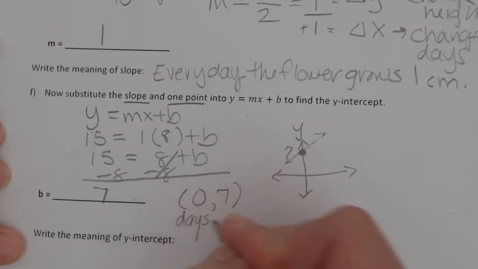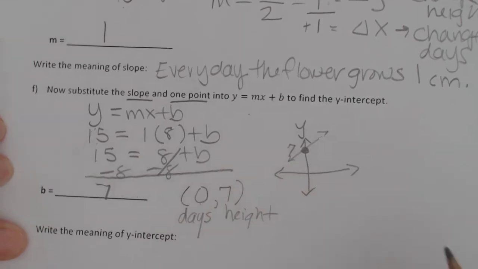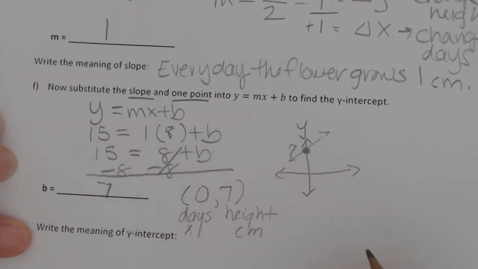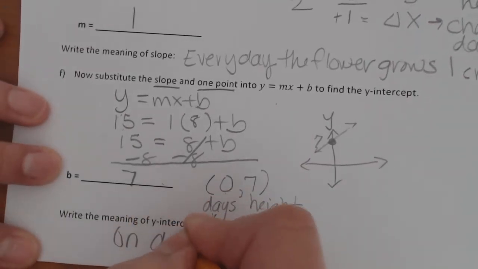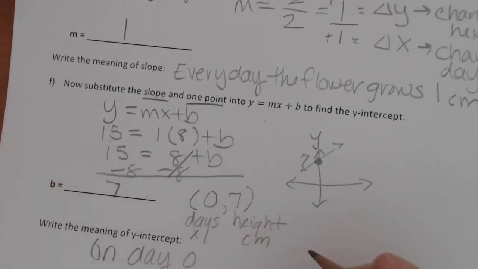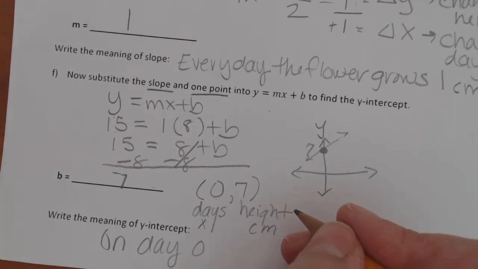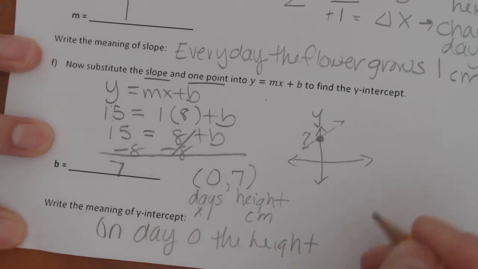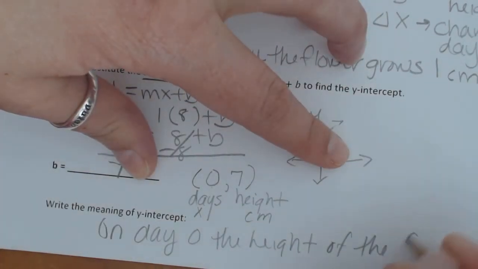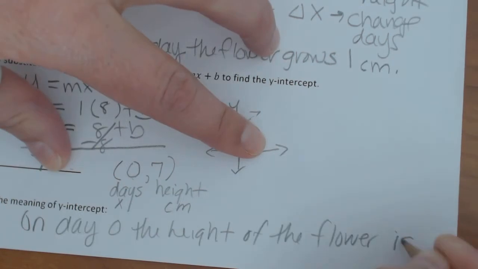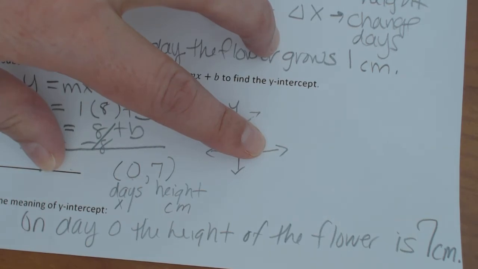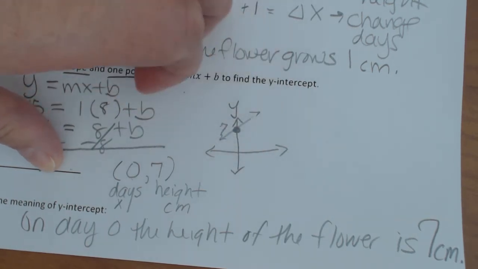Remember, x is days and y is height. So on day 0, my height is 7 centimeters. We can write it just like that: on day 0, that's what my flower measured on that day 0. On day 0, the height of the flower is 7, and don't forget your units, centimeters. So on day 0, the height of the flower is 7 centimeters.